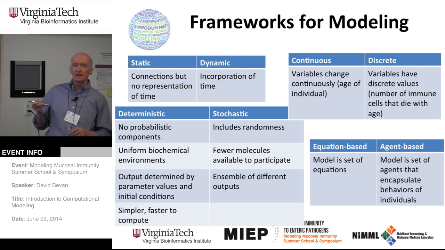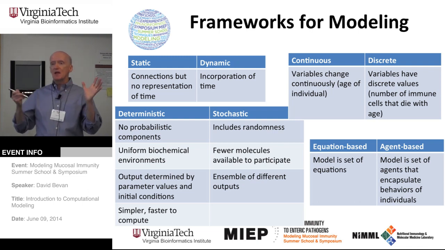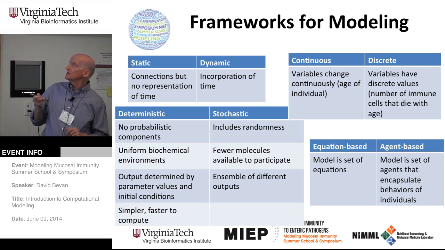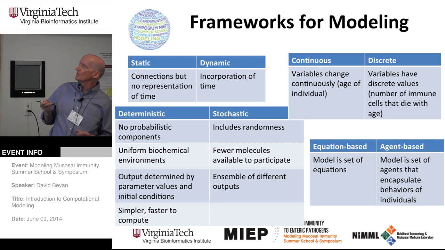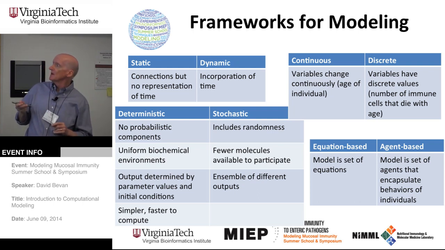Deterministic versus stochastic. And Joseph mentioned some of this as well as he talked about being able to even make hybrid methods, because in some cases you can. So with deterministic, you don't have any probabilistic components as part of your system. You have a uniform biochemical environment. Output is determined by the parameter values and initial conditions. Basically, if you run the model the same way every time, you're going to get the same output. Okay? And these are sometimes a good place to start because they're simpler and faster to compute, but depending on your system, it may not be the best choice.